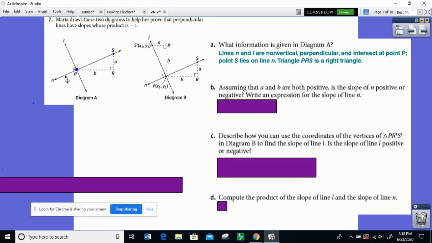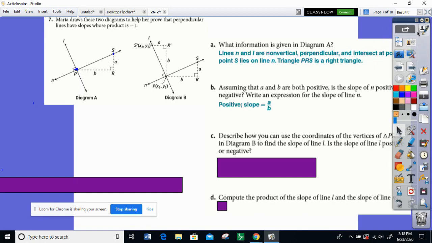Well, since this line is increasing, that would give us a positive slope. We want to read the line like we read a book from left to right. So going from left to right, this is going up. The slope would be A over B because this value A represents the rise, and this value B represents the run.